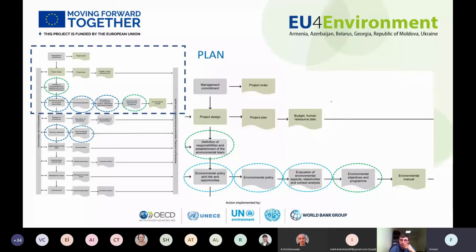This is in your materials also, because I think Nune asked this and a few other people asked for this also. What is a plan how to build all these elements? What is a sequence of activities, and which outputs do we need to produce when building an environmental management system? And this is this sequence.